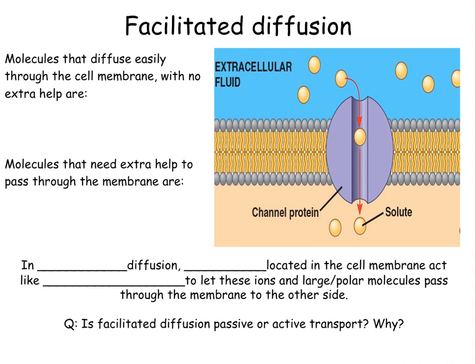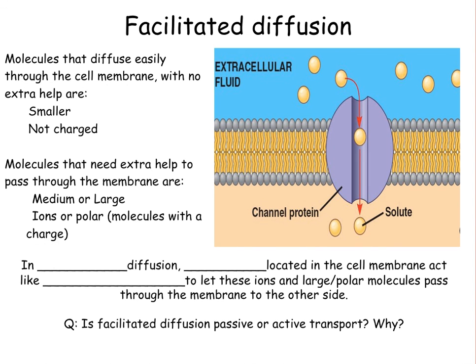All right, so we have learned that some molecules diffuse easily right through the cell membrane. The molecules that diffuse easily with no extra help are small molecules that do not have a charge. However, our cells need all types of molecules, and some of the most important molecules that our cells need are medium or larger in size, or sometimes they are molecules that carry a charge, like ions or polar molecules.